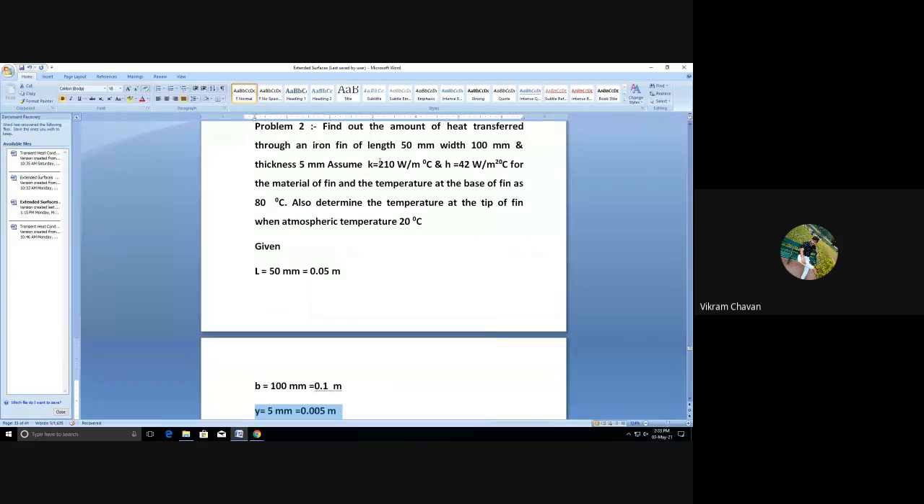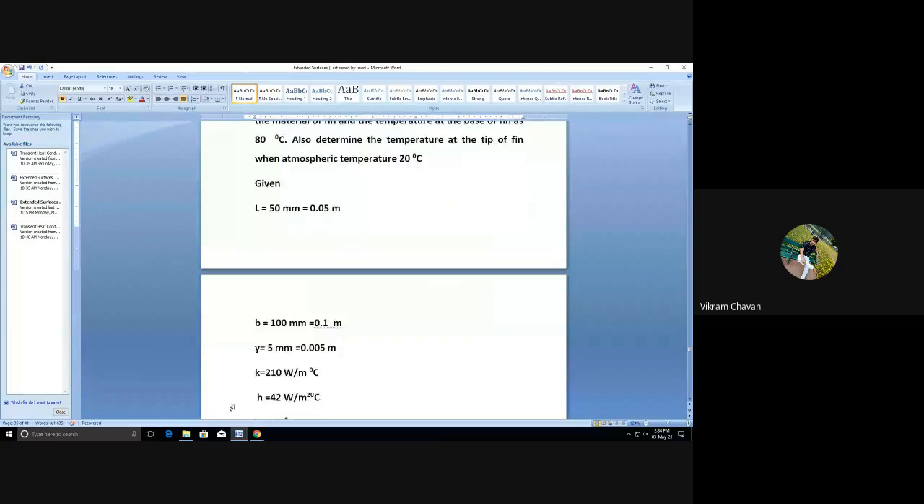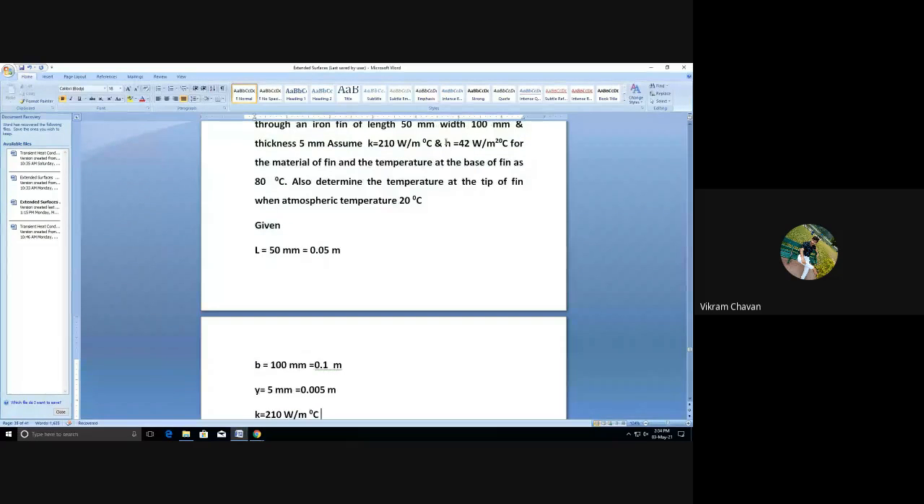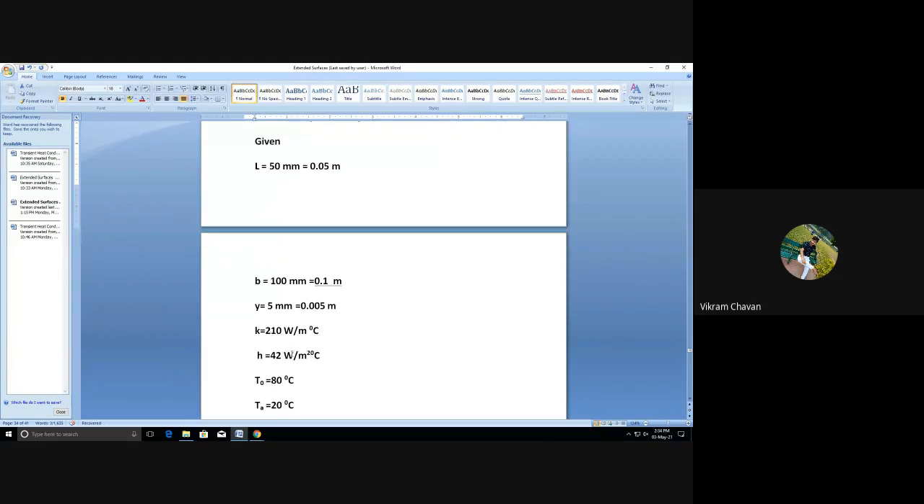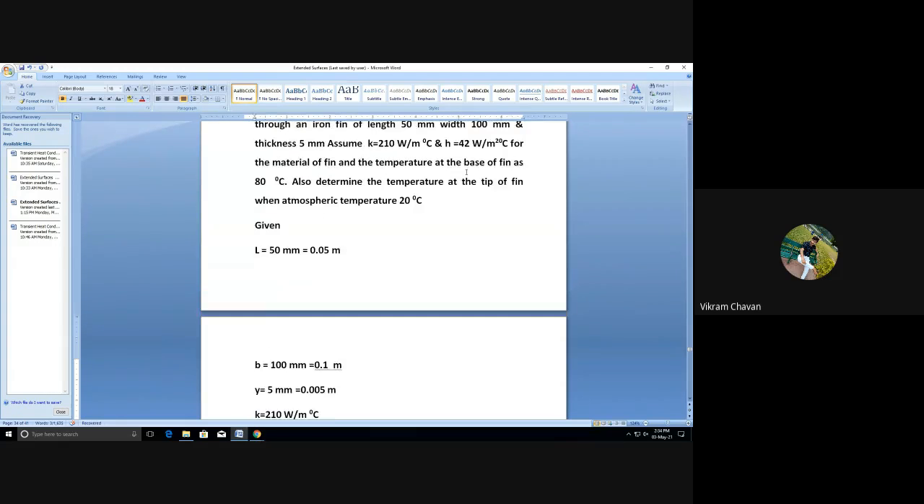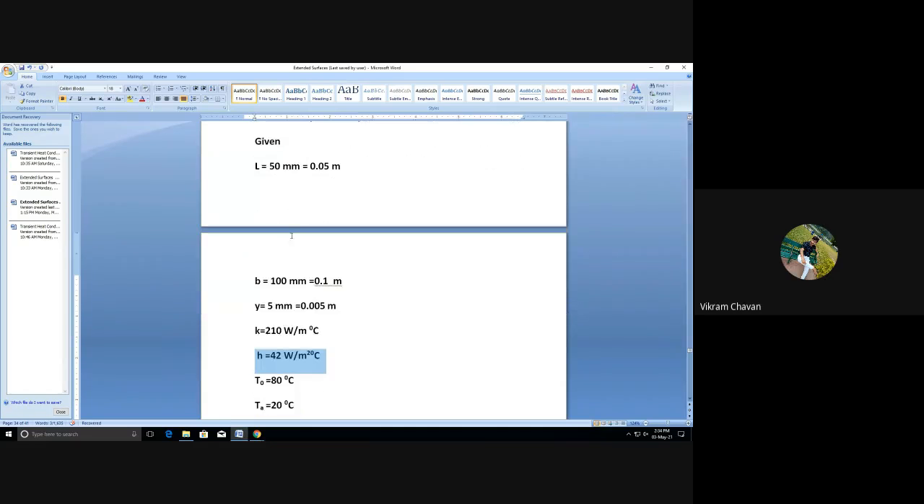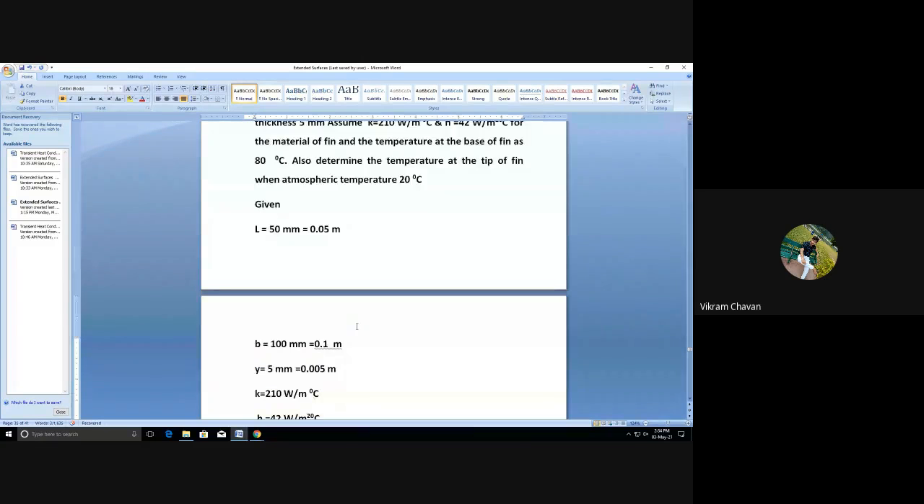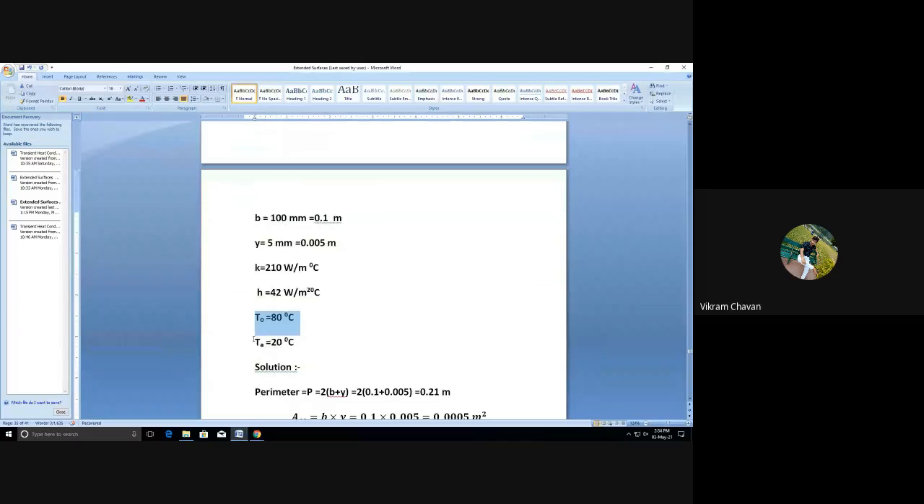Then thermal conductivity K of fin is provided. So K is equal to 210 watt per meter degree Celsius. And heat transfer coefficient from the surface is provided as 42 watt per meter square degree Celsius. So H is equal to 42 watt per meter square degree Celsius. Then the temperature at the base of a fin is 80 degrees Celsius, so T naught is equal to 80 degrees Celsius, and the surrounding ambient temperature, nomenclature TA, is equal to 20 degrees Celsius.